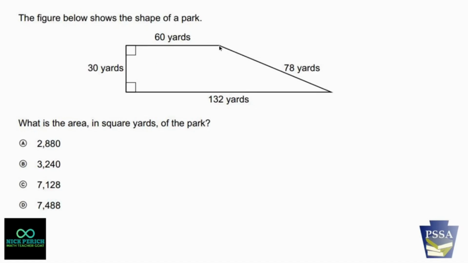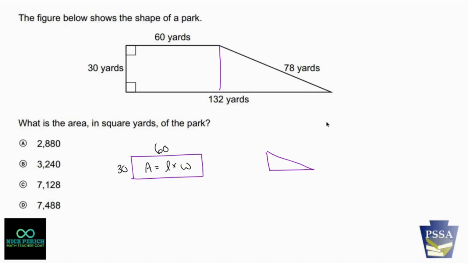This is what I'm going to do. I'm going to split this into two shapes, where one of my shapes is a rectangle and the other shape is a right triangle. Not drawn to scale, doing the best I can. Now I know the rectangle is 60 and 30. That's what I care about, because when I find the area of a rectangle, the area is going to be length times width.